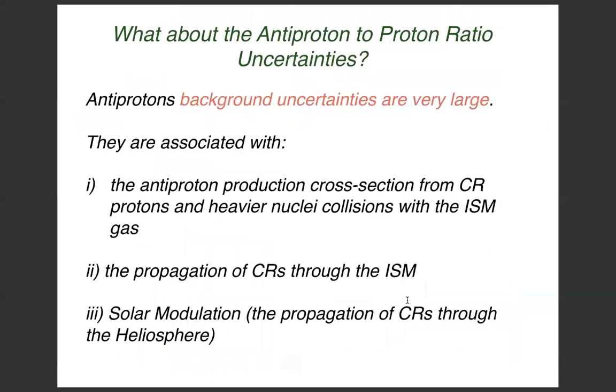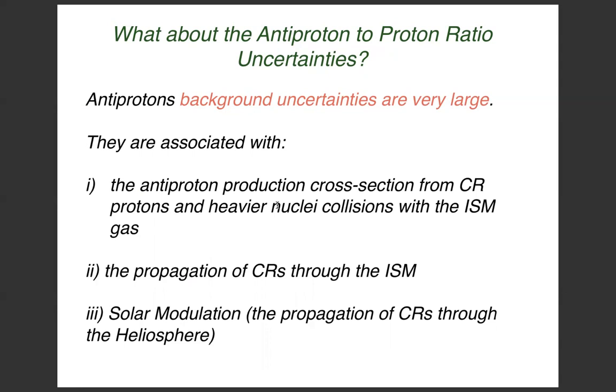Now, why is the measurement of antiprotons and connecting them to dark matter a challenging subject? That has to do with the uncertainties on the antiproton background, meaning the antiprotons that come from the inelastic collisions in the interstellar medium. Now, the uncertainties are associated with three things. First, the uncertainties on the antiproton production cross-section from those inelastic collisions. Second, the propagation of cosmic rays in the interstellar medium. So what are the conditions in the interstellar medium in general? And third, the propagation of cosmic rays through the heliosphere.